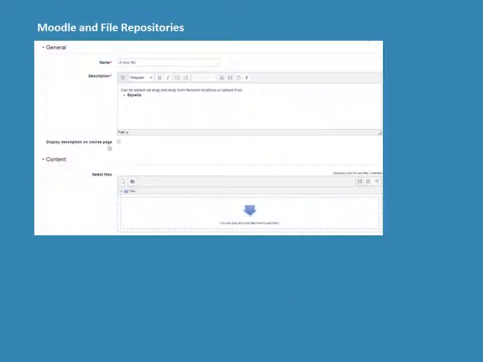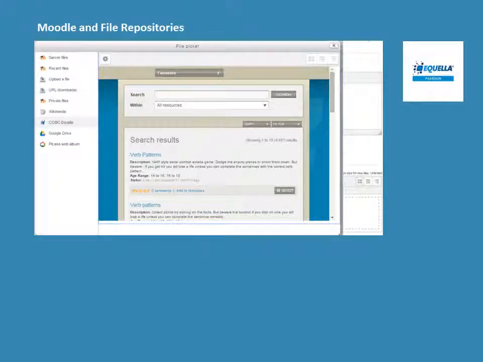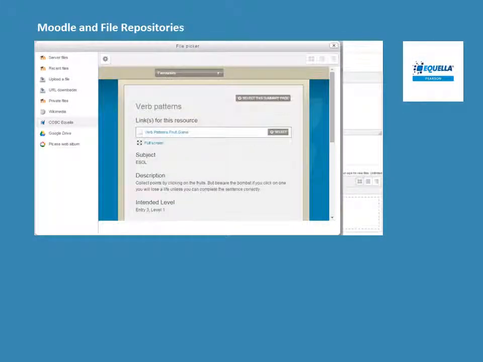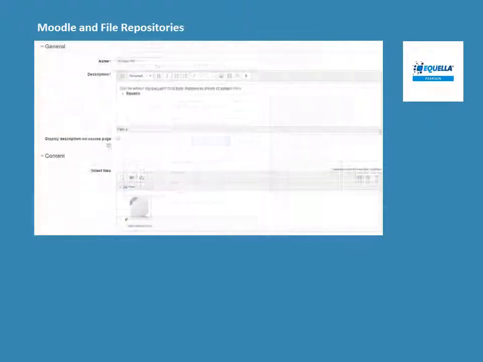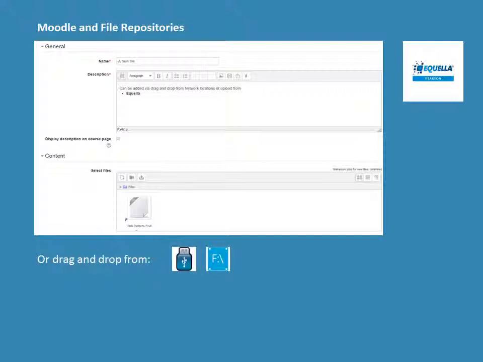Right, now using a tool called the file picker from within Moodle, you can actually add files from various network repositories that we've got, such as the service provided by Aquella. We can choose a file from there and install it for upload, or we can just drag or drop it from USB drives or from network locations.